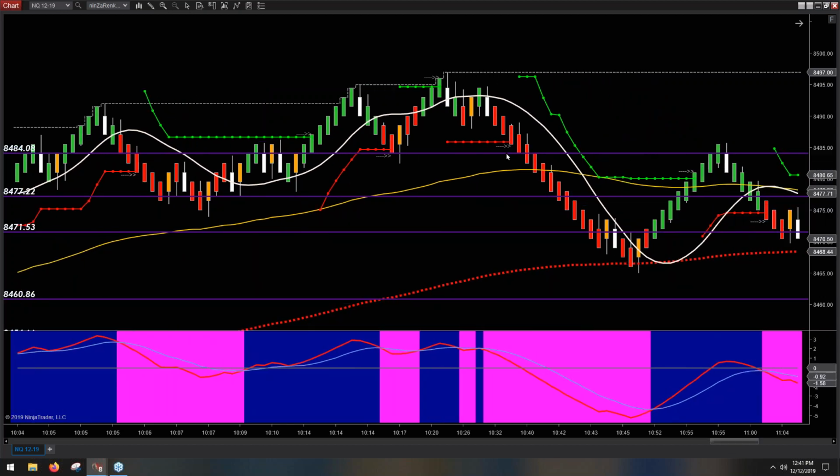Here for the short, we actually did take this short earlier, but off of a 12 range chart. The 12 range got us in a little bit lower, which got us in under this area here, but technically valid as the short.